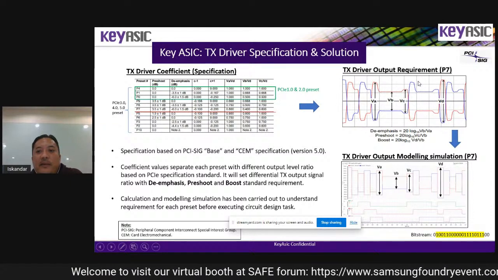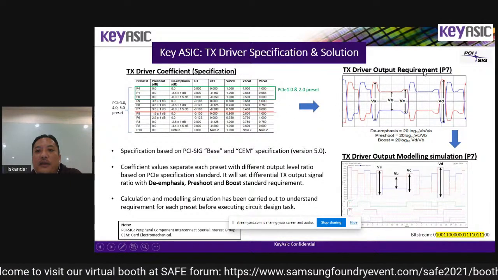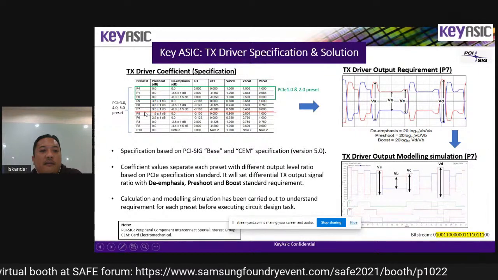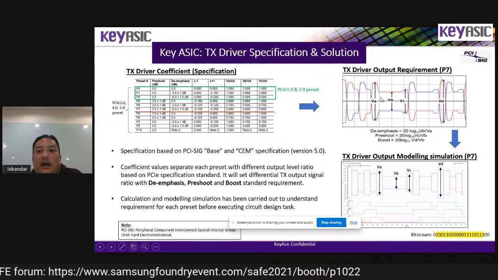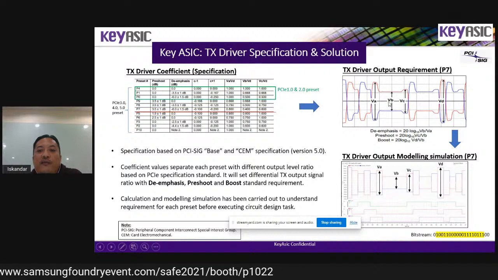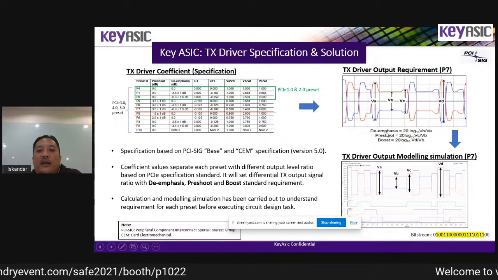This is an example of the TX driver at preset 7. If you look at preset 7 here, we have VA, VB, VC, and also VD.